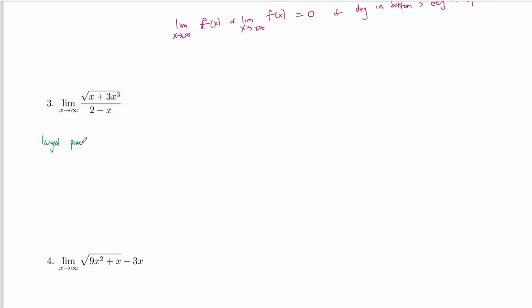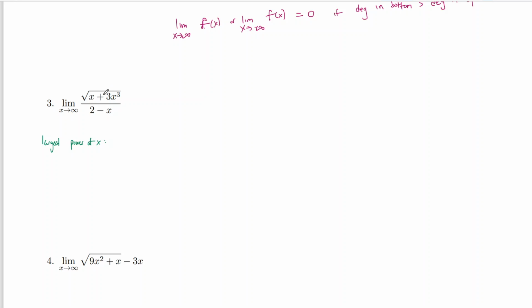Well, it's probably easy to look at this and say x cubed, but the problem is it's in the square root. So that's not really the largest power of x. If we divided everything by x cubed, what would happen is we would either forget it and it would not work, or we would be doing improper steps.